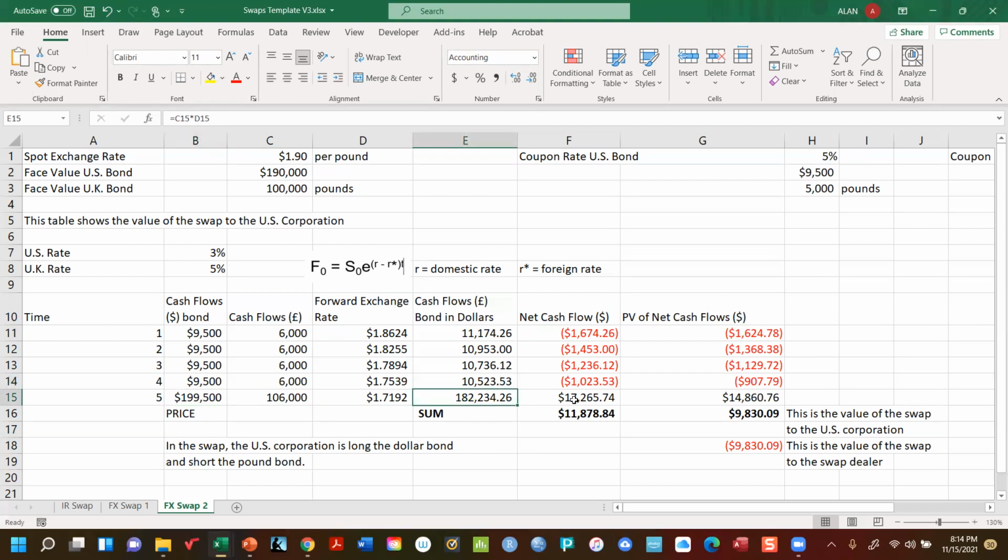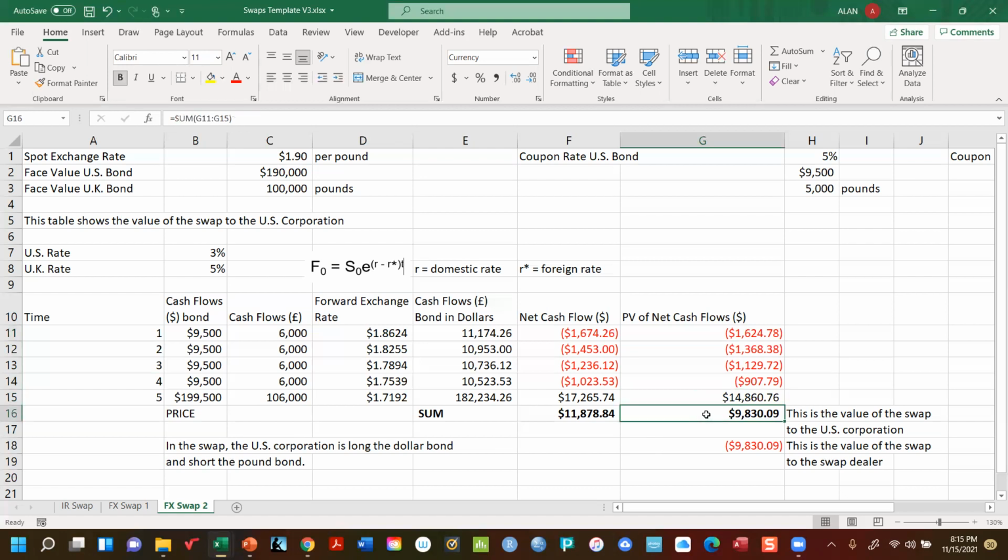So we add these up. Now, this number by itself doesn't tell us a whole lot. What we have to do now is figure out the present values of these cash flows. And how is that being done? With continuously compounded rates. We're going to use the US rate right here, 3%. The time is right here. And then finally, we're multiplying that by this amount. That's why these are all red, because we're basically calculating the present value of these cash flows using the US rate of interest with continuous compounding.